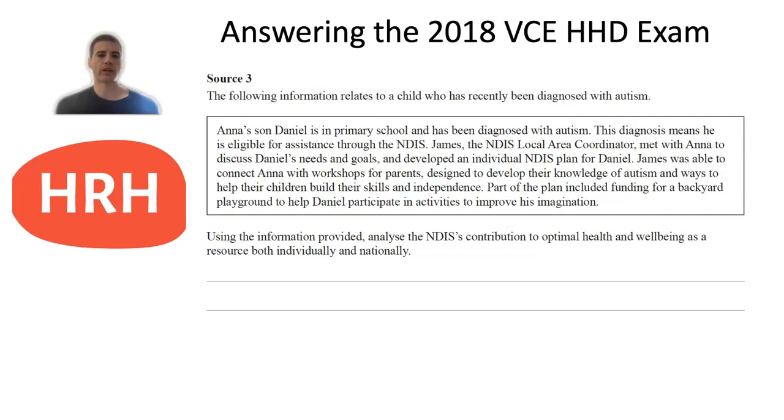So you can see the question here for the exam in 2018 was asking you to use the information provided, analyze the NDIS's contribution to optimal health and well-being as a resource both individually and nationally. So you really need to break the question down. So it's obviously talking about using the information provided, and so you should be using all 3 sources.